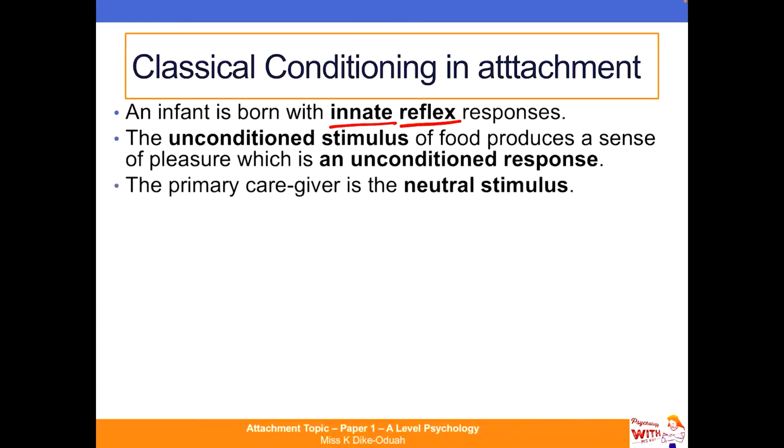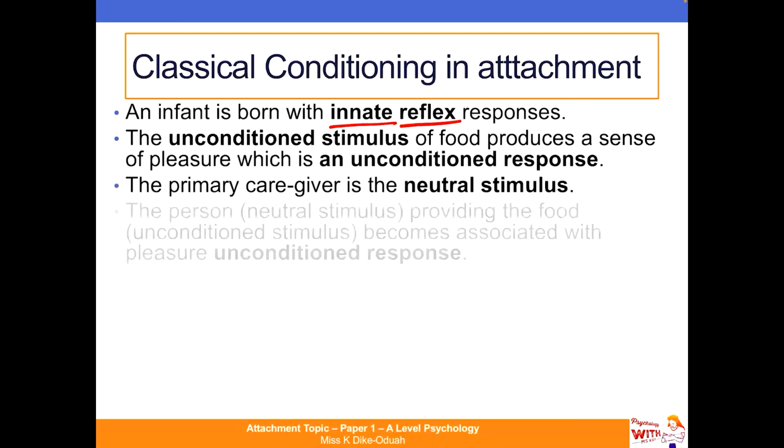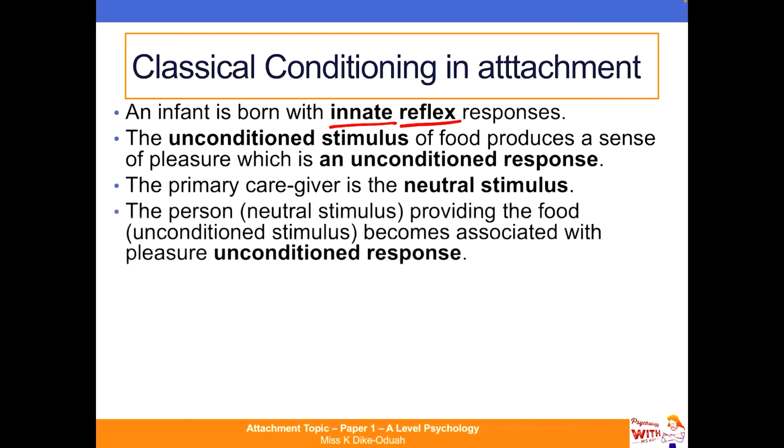The primary caregiver is the neutral stimulus. So the presence of the mother doesn't really move the child in any particular way. They don't offer any response to the primary caregiver. However, what happens is that when the neutral stimulus, the primary caregiver, provides the food, which is the unconditioned stimulus, if they're constantly paired, eventually the baby's going to produce the response of pleasure, which is an unconditioned response.